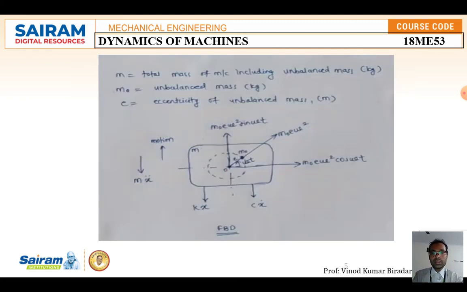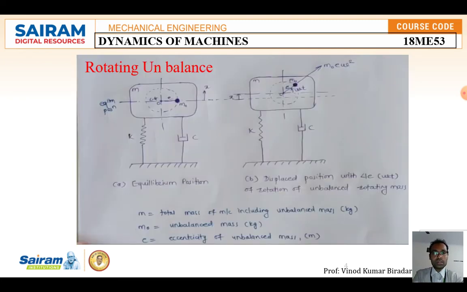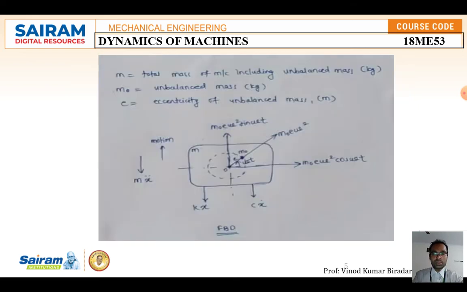While this component is rotating, there are forces acting on it, so let us draw the free body diagram. The motion takes place in the vertical direction, and horizontally it is rigid. When the component is rotates, there is a centrifugal force m naught e omega square, and the horizontal component m naught e omega square cos omega t, with the vertical component as sin omega t. There are three forces acting: the downward spring force kx and the damper force cx dot.